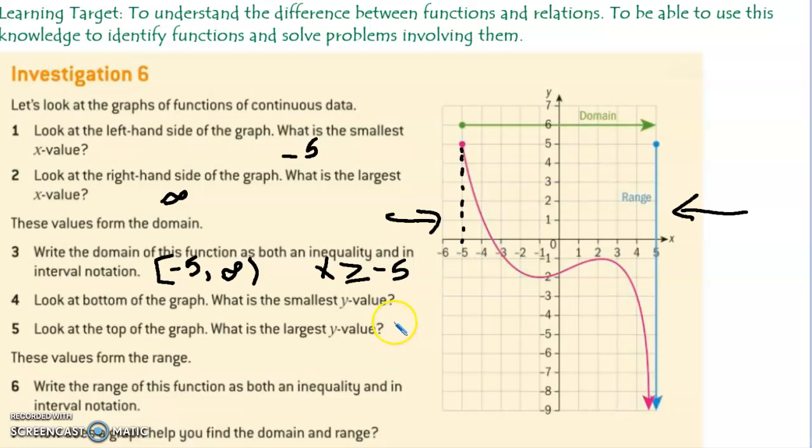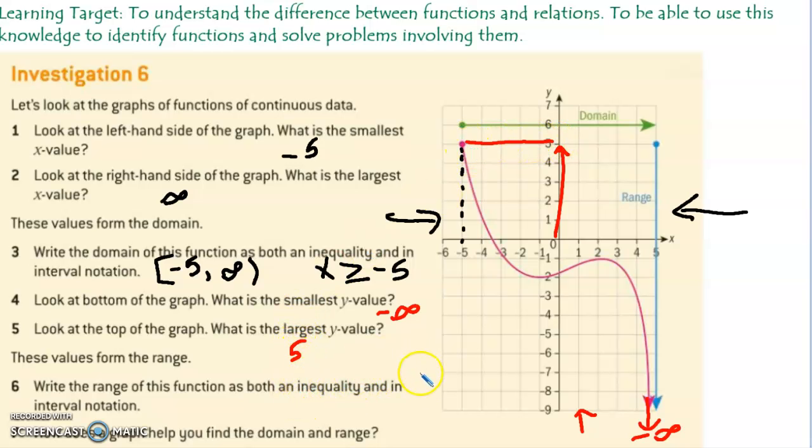So let's do the same thing, but with the range. This time, what is the smallest y value? Coming up, well, it would just continue downward towards very large values of y. So the smallest y value is going to be a very large infinity, but it's going to be a negative infinity value specifically because we're on the negative side of the axis. And then at the top, what is the largest y? Well, that would be 5.